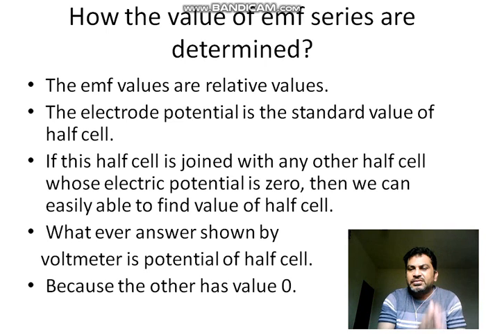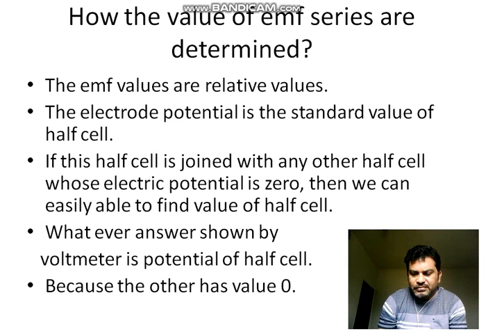Okay, so here this is the important thing: whatever answer is shown by the voltmeter put in the series is nothing but the answer of the other one, because the value of the one is 0. So I hope that you understand this point.